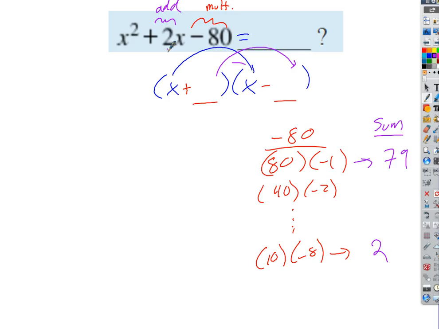So then what are our answers? 10 and negative 8. So that's how we would write this thing, right? In factored form, it's just the quantity x plus 10 times the quantity x minus 8. Okay, try another one.